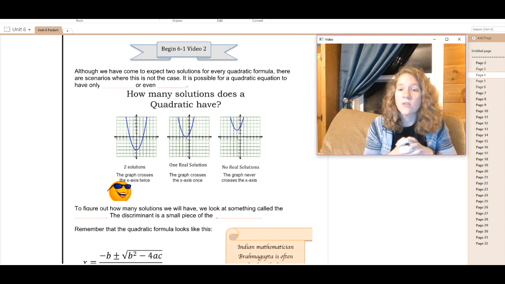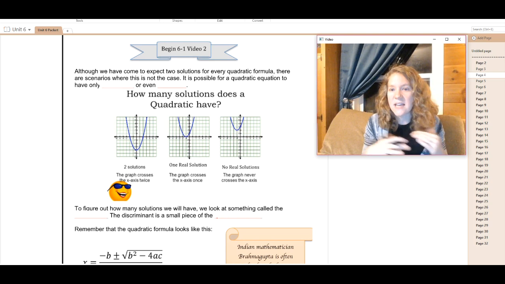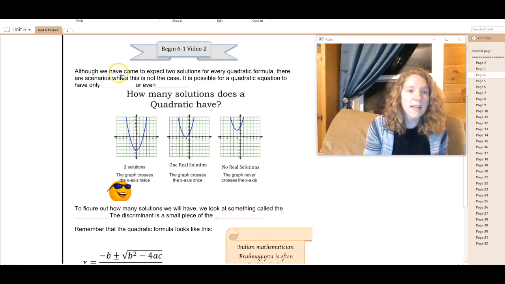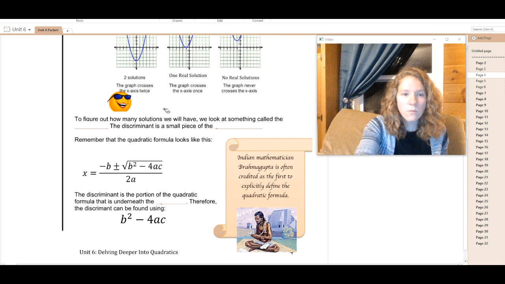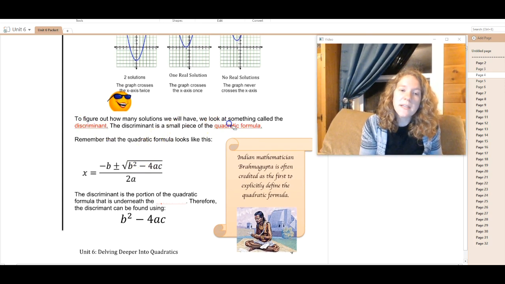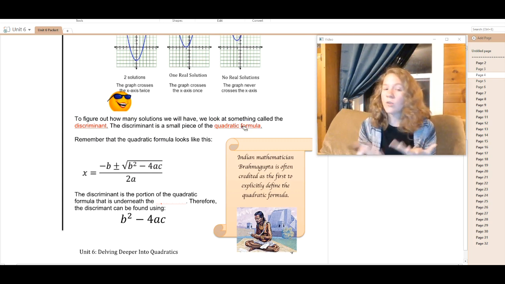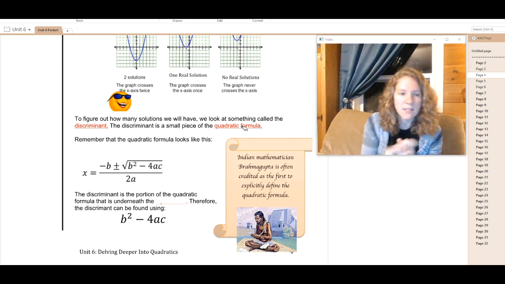So I'm going to show you how to use the quadratic formula. A lucky thing about mathematics is you don't actually have to do the entire quadratic formula before you can realize that there's no solution. So there are scenarios, like I said, where you will have only one solution or even no solution. To figure that out, we are going to look at something called the discriminant. The discriminant is just a little piece of the quadratic formula. So if you can just zero in on that discriminant, then you don't have to worry about working through the whole quadratic if you suspect that it's no solution.